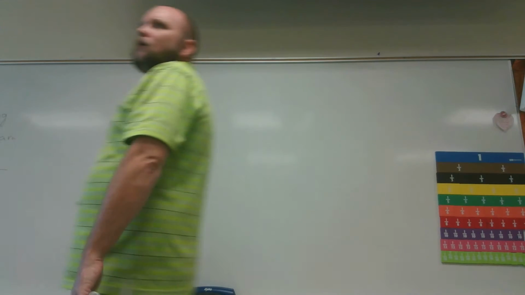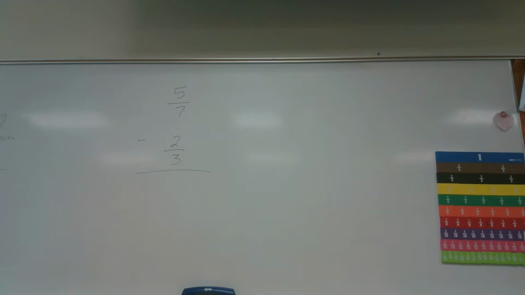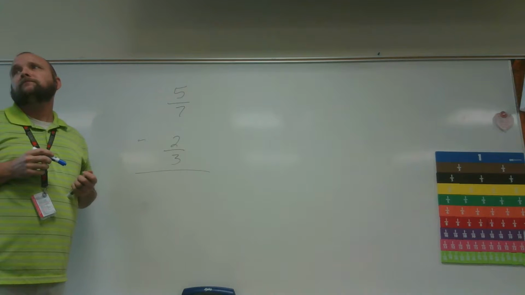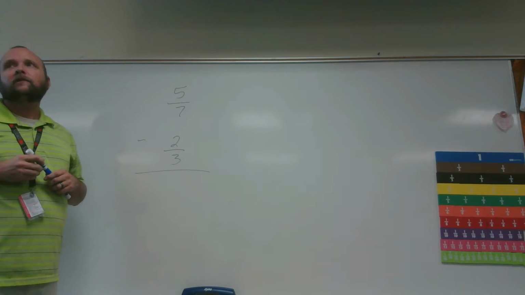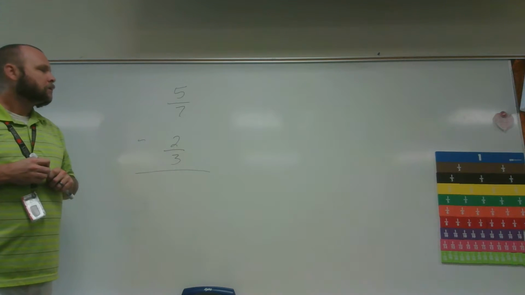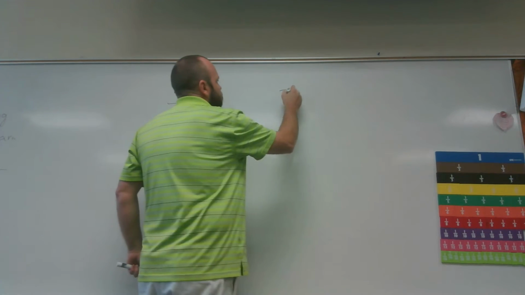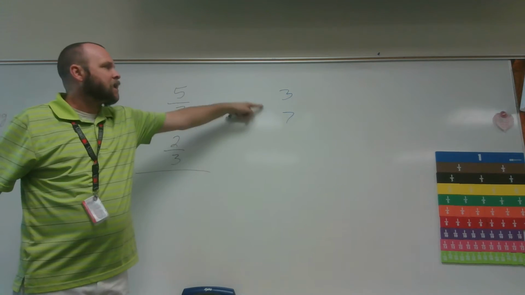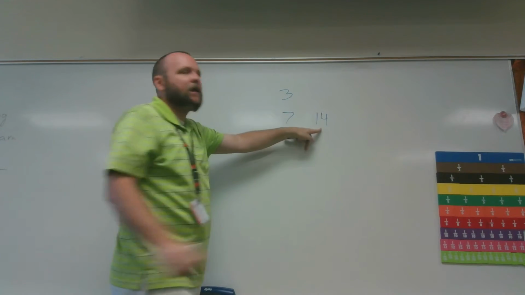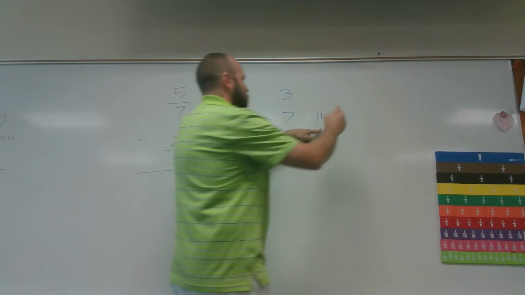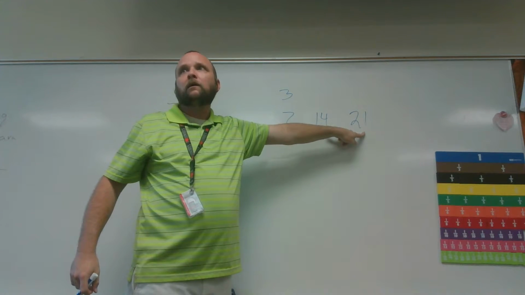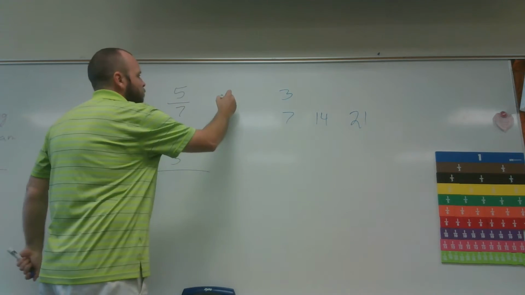What is the common denominator for 7 and 3? No, you can always find a common denominator. Let's look. Is 7 a multiple of 3? No. Is 14 a multiple of 3? No. Is 21 a multiple of 3? Yes, 21 is a multiple of 3.